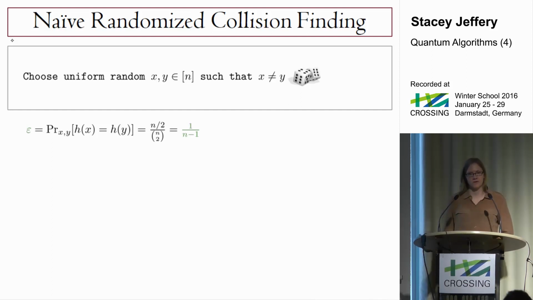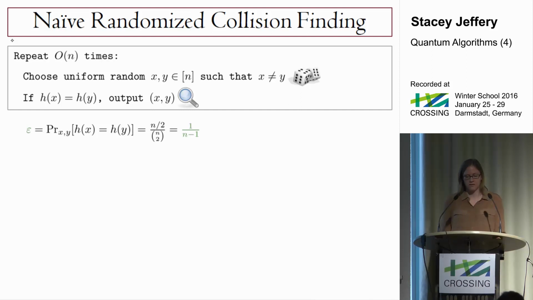And of course, if we want a better algorithm, we need to amplify the success probability to a constant. So we can evaluate h on x and y and check if x and y are actually a collision. And we can repeat this like 1 over epsilon times, so big O of n times, and then with constant probability, this will find us a collision.